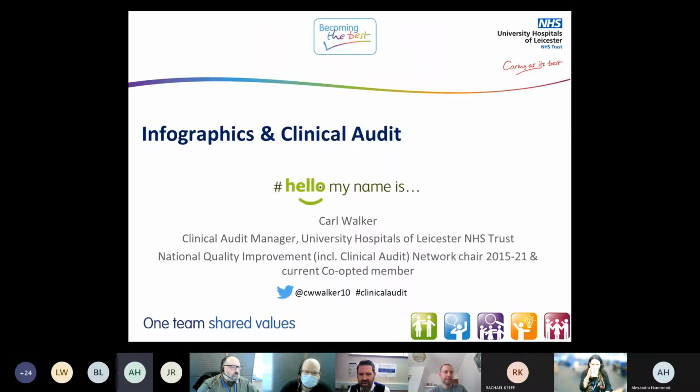So I'll start with my introduction. My day job is the clinical audit manager at University Hospitals of Leicester, and we've been using infographics in different ways over the last several years, and I've got some examples about how we use that within our trust.